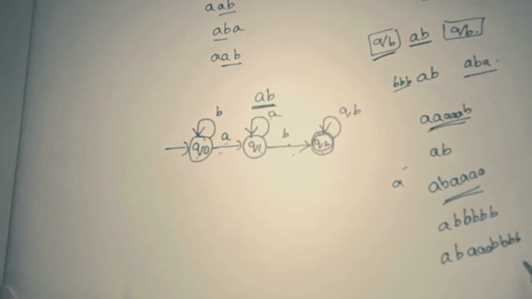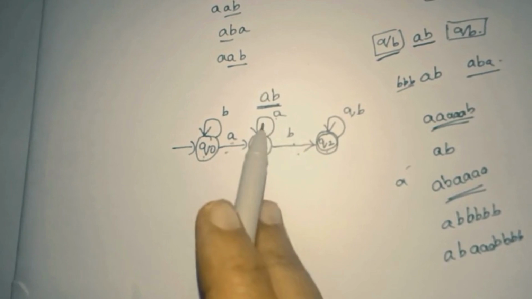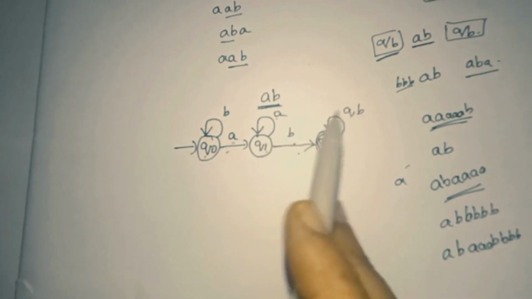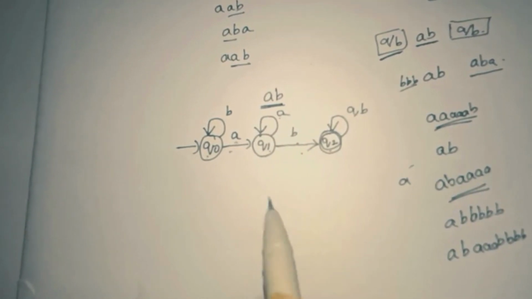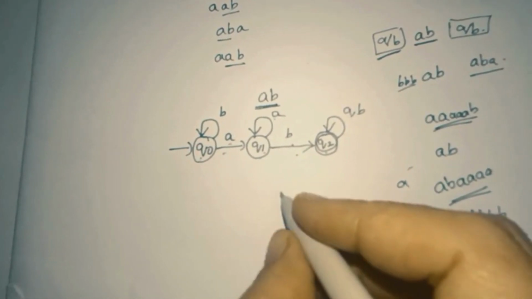Hence, this is done. Now, Q0 is having a transition with A and B. Q1 is having a transition with A and B. And Q2 is also having a transition with A and B. Now, check one sample string to see whether the DFA we have written is correct or not.